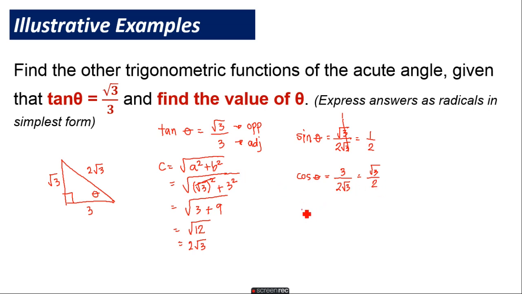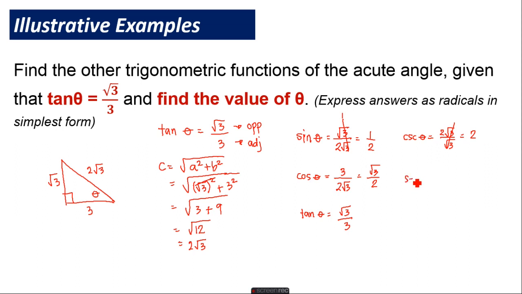And we have our tangent, of course, because it's already given. So tangent theta is equal to the square root of 3 over 3. Let's now get the reciprocals. This will be cosecant theta equals 2 square root of 3 over the square root of 3. Cancel here, that will be equal to 2. Or just get the reciprocal of this, so 2 over 1 is just equal to 2.